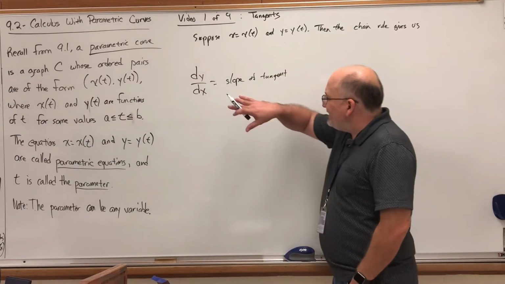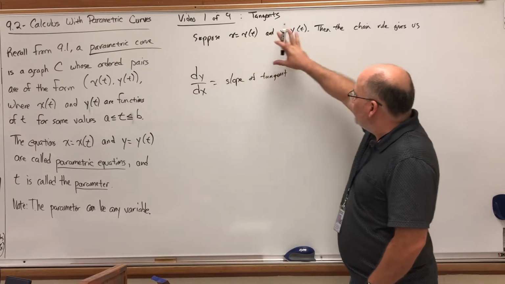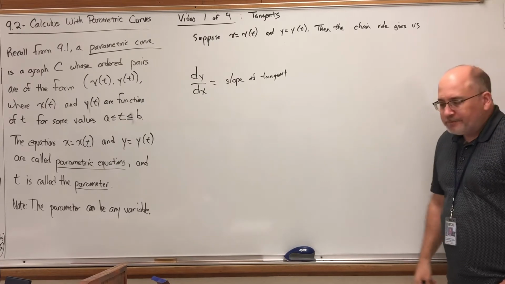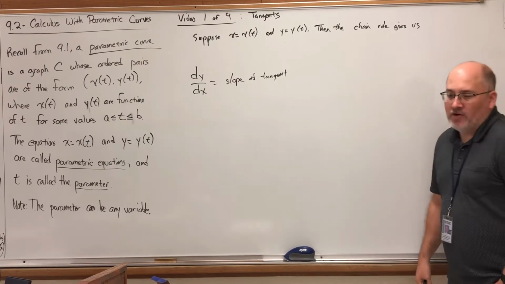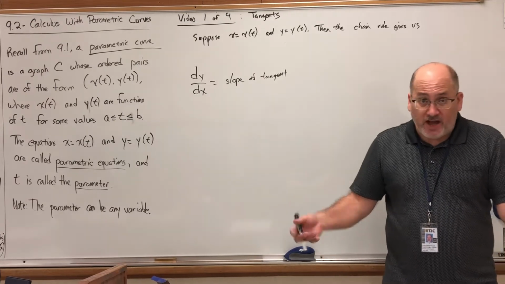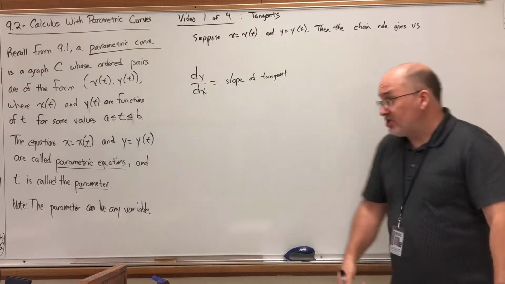So how are we going to get this, dy/dx, when we have x as a function of t and y as a function of t? And the answer is we're going to go back to the chain rule. Now the chain rule comes in a lot of varieties. And most of the time when we use it, we say do the derivative of the outside, leave the inside alone, and then multiply times the derivative of the inside.